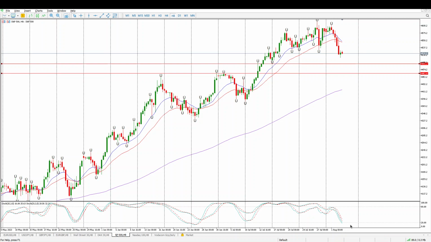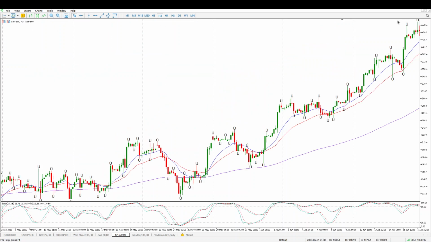Look at the oscillators. Quite far down, and look at the divergences from this previous swing low to this swing low. This is starting to look more like a pullback to me in a bull trend. So that's the 8 hour outlook.